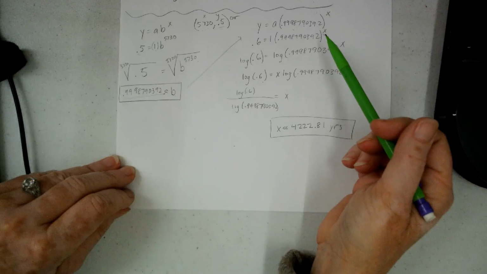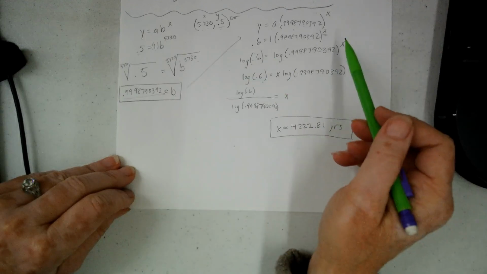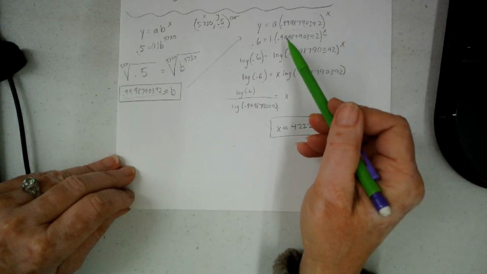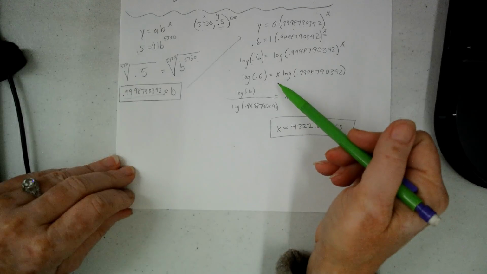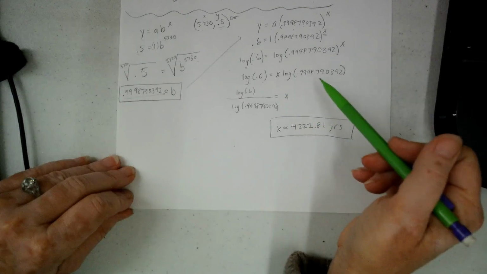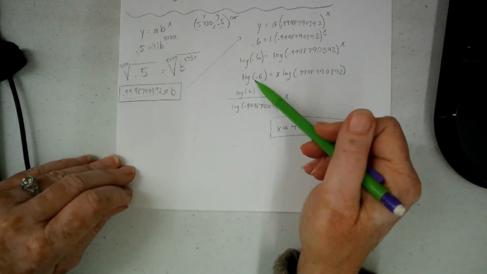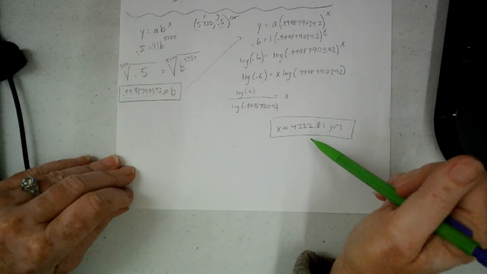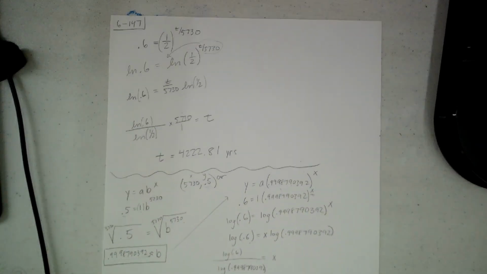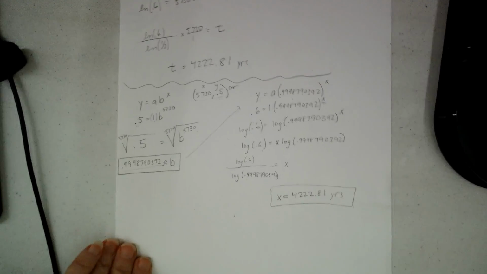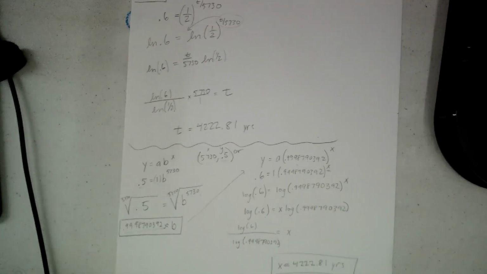The x is up in the exponent, so I'm going to take a log of both sides so that I can use the power rule that tells me that the x can come down out front. And then I'm just going to divide both sides by log of this big long number, to find out what x is. And I got the same answer that I got last time when I did it the way the book does it. So you can choose which way makes the most sense to you and do it either way.